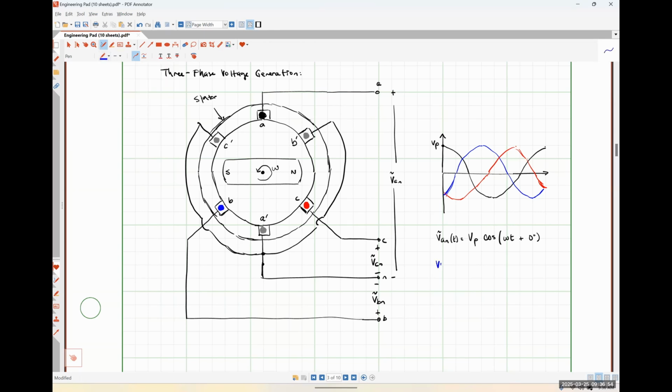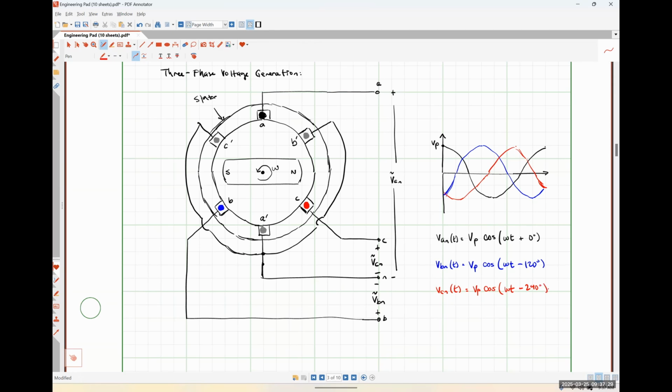VBN as a function of time would be VP cosine omega t minus 120 degrees. And VCN, actually, I don't need those tildes over them because these aren't phasors, they're time domain things. Sorry about that. It would be VP cosine omega t minus 240 degrees.